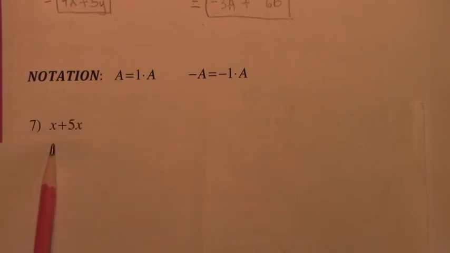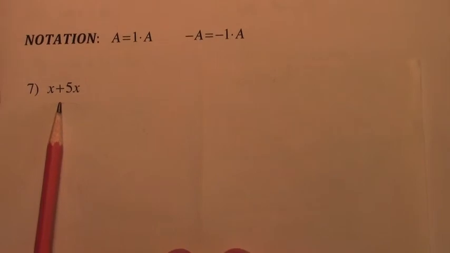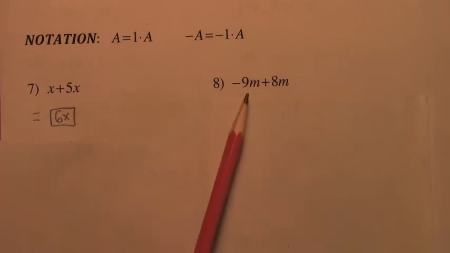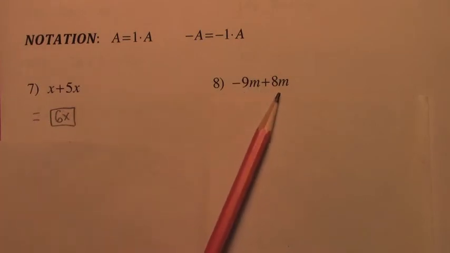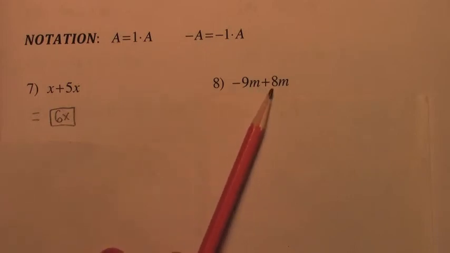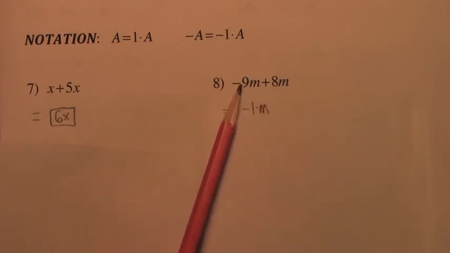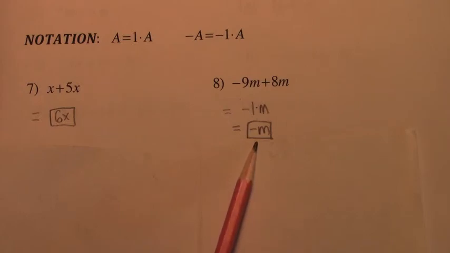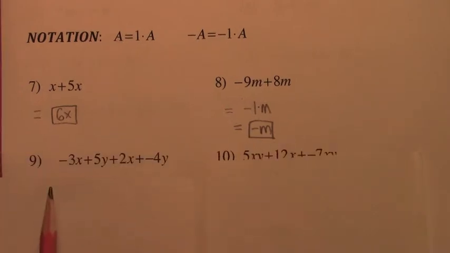For example, when you see something like this, it's crucial that you see this as 1 times x plus 5 times x. Think of it as 1 plus 5, which is 6, right? So there's a 1 in front here. It helps, doesn't it? This one, what is negative 9m plus 8m? Well, if you can tell me what negative 9 plus 8 is, negative 9 plus 8 would be negative 1, so it's going to be negative 1m. We usually don't leave it like that. Usually you just leave it as negative m. So this is the answer, negative m. It's just a notational thing, isn't it?